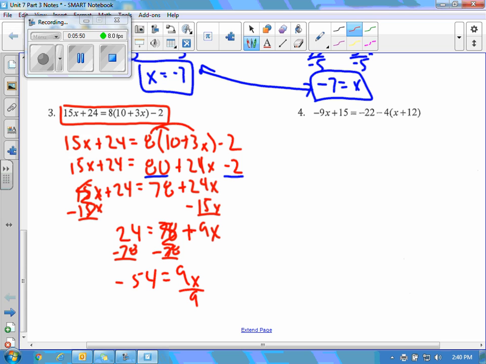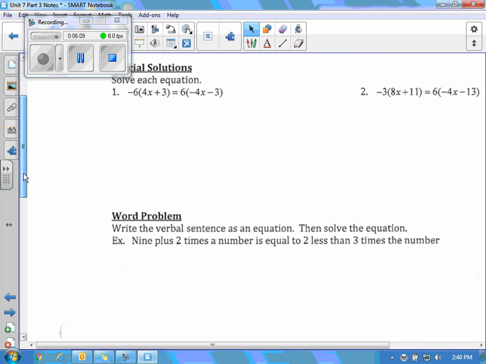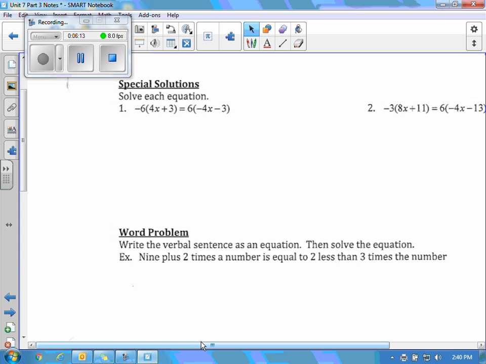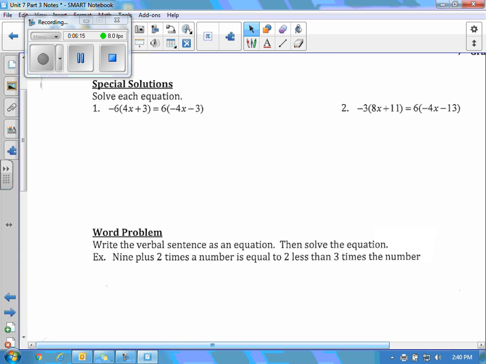And my last step is divide by 9. So I get negative 6 equals x. And I'm all done there. Alright, so 2 and 4 I'll leave for you guys. Remember, it doesn't matter which one you do first. If you want variables on one side, constants on the other. If you look at the back, please make sure you take really good notes on this, because this is pretty tricky stuff. We're talking about a couple special solutions.